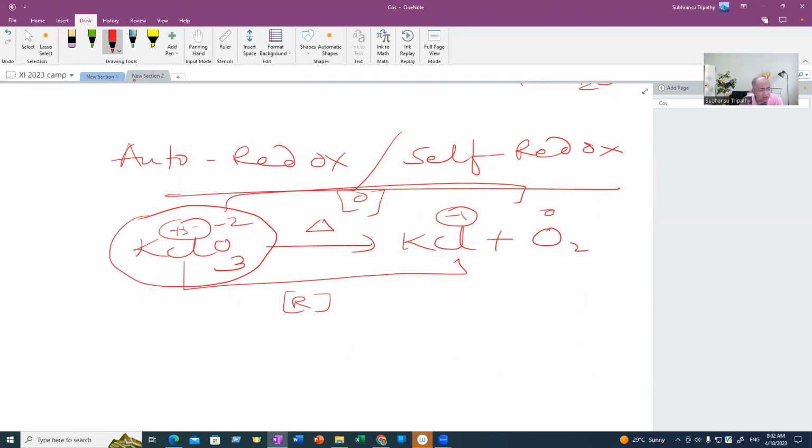For such reactions, you need to only balance by hit and trial method. Now, K 1, K 1, chlorine 1, chlorine 1. Here, oxygen is 3, here oxygen is 2. So I will make it 3 by 2. First, I will make it fractional.